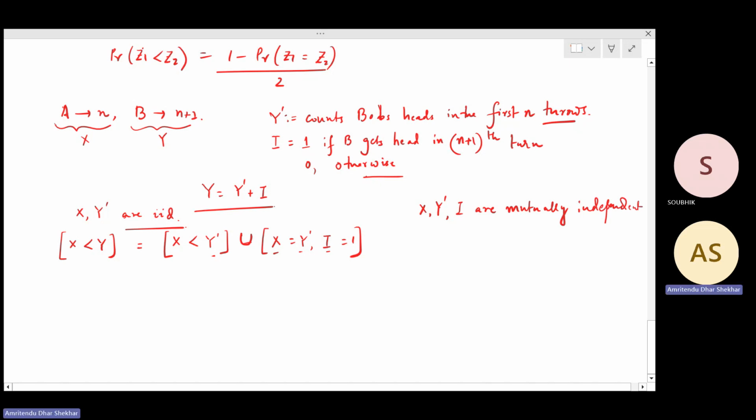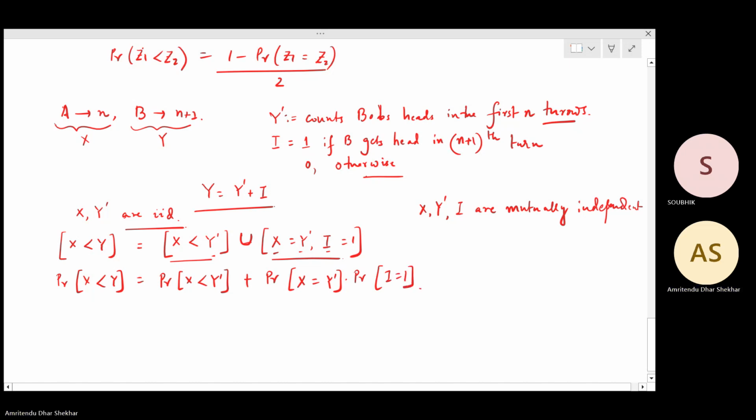Okay. So in probability, what this means is that probability of x less than y equals, since these are disjoint events, probability of x less than y prime plus probability of x equals y prime times probability of I equals 1. But probability of I equals 1 is equal to half, right? Because it's one throw, so probability of I equals 1 is just equal to half.